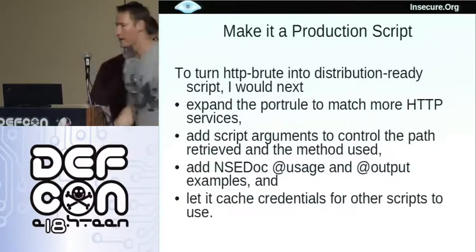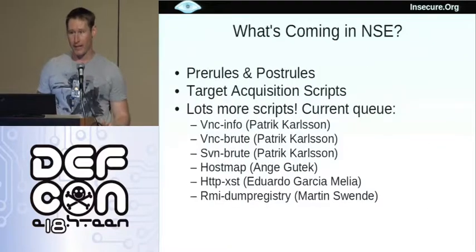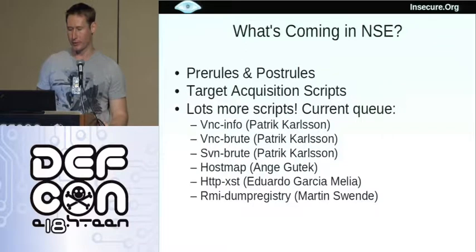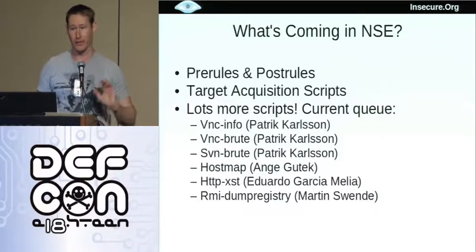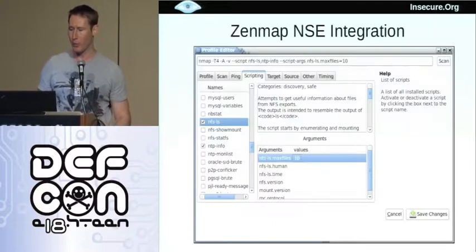All right, we're going to just run through these last slides really quickly. First of all, we have a lot of stuff coming in NSE. We have scripts in the queue. We have an idea for scripts that can run before and actually accumulate targets. So you could do a zone transfer or a broadcast ping or the like and hand those targets straight to Nmap. We have Nmap NSE integration.